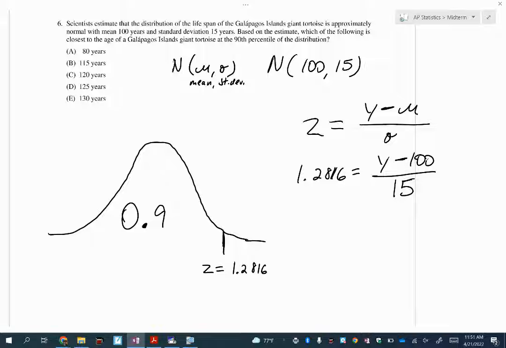Do I need to show the steps? No. Or can I just do it in the calculator? Yeah. I'm going to show the steps in the calculator. All right, ready? I'm going to do it in the calculator.